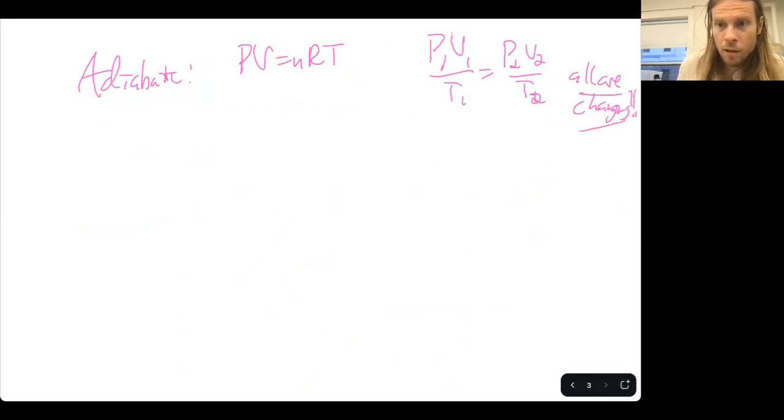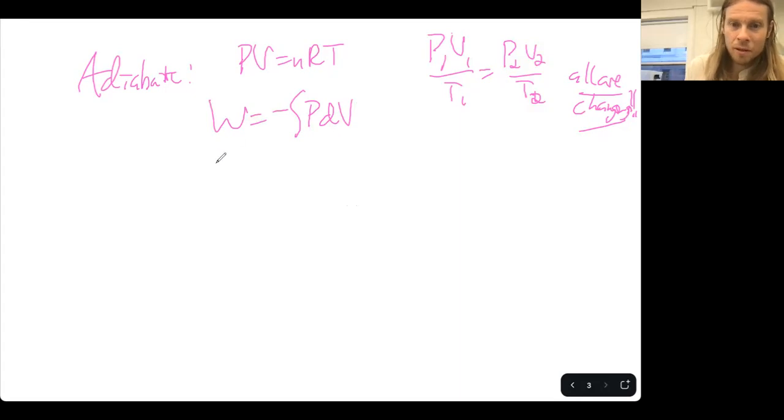So how do we do that? Here's how. You ready? This one's cool. So work is negative integral of P dV, right? So we need to substitute in for P. You might think we do that, but then how do we substitute in for T? What do we plug in for T? Well, here's where we go.